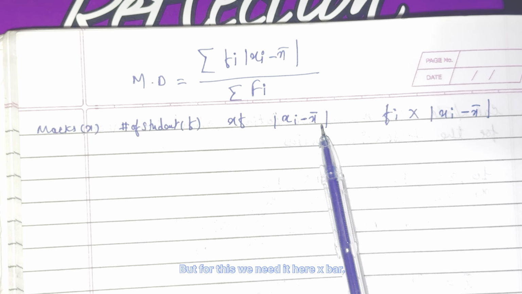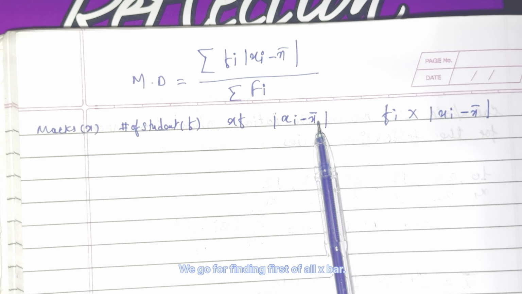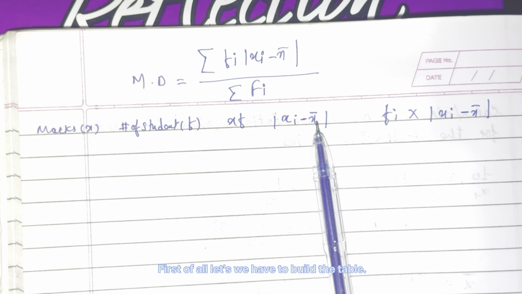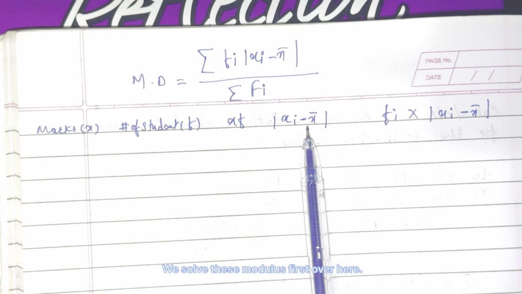xi minus x bar, but for this we need x bar here. X bar means arithmetic mean. We go for finding x bar first of all. First of all we have to build the table. So what we do, we solve this modulus first over here.